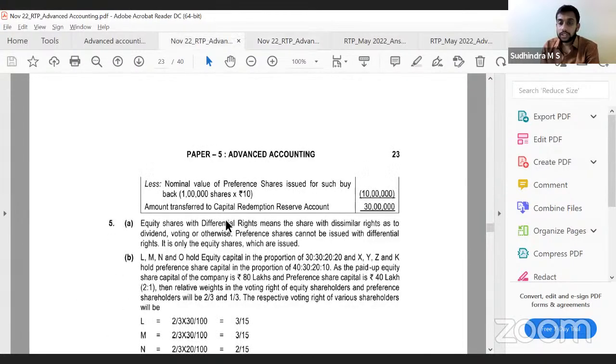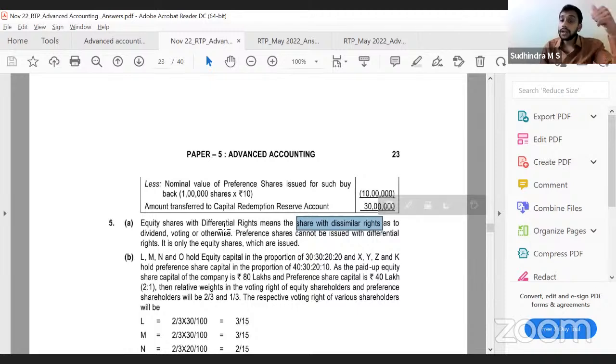Right. Next question. Equity shares with differential rates. What is meant by equity shares with differential rates? So we have to explain. Equity share with differential rate means equity shares with dissimilar rights or differential rates as to dividend, voting, or otherwise. Right? This is the only definition available.